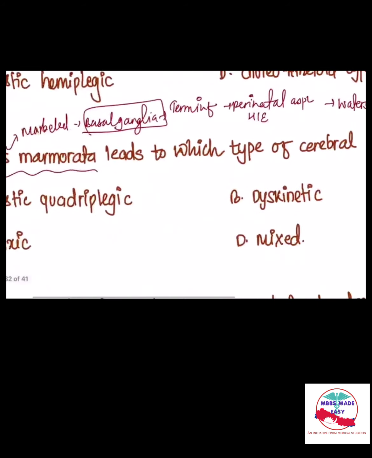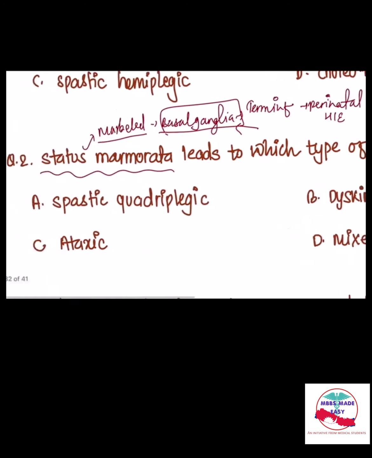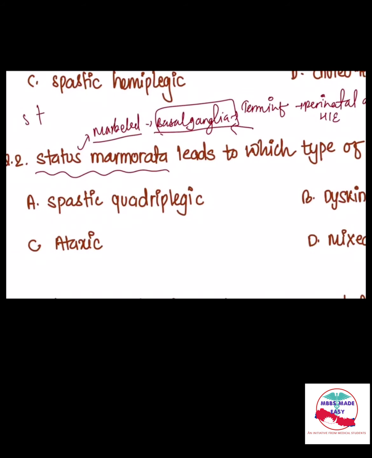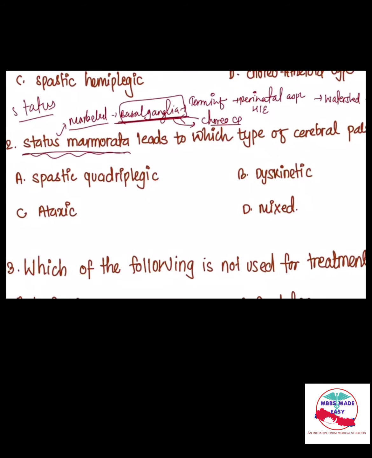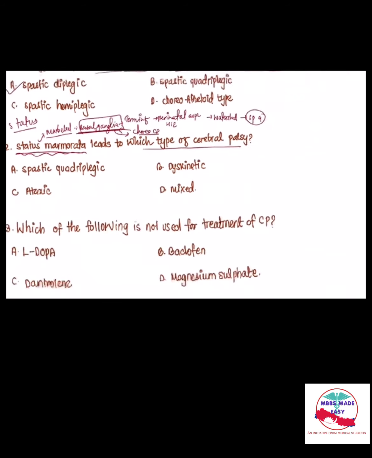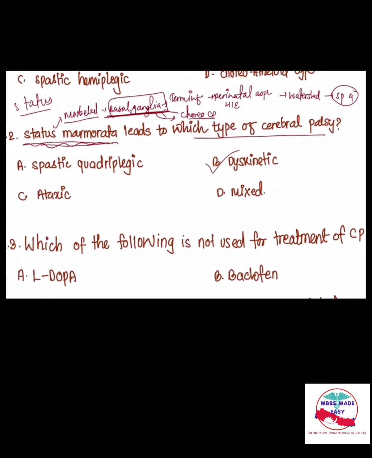But another important site of damage is the basal ganglia, which will give a typical marbled appearance, and this lesion is called status marmorata. This damage of the basal ganglia will ultimately later on lead to choreoathetoid type of cerebral palsy. So hence the answer: status marmorata is a lesion of the basal ganglia, and hence it will lead to choreoathetoid type of cerebral palsy. The answer is dyskinetic cerebral palsy.